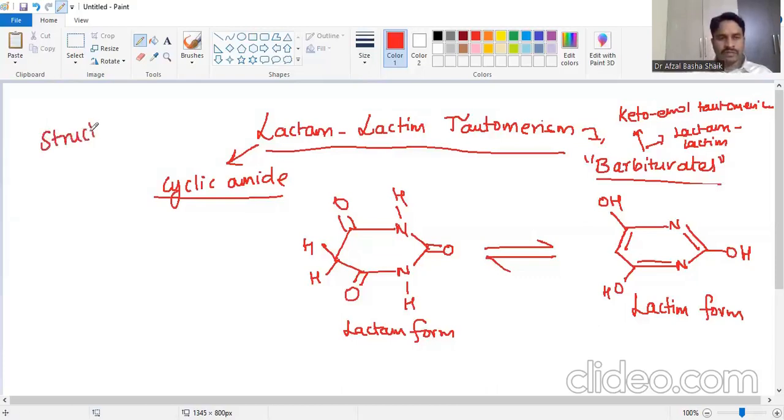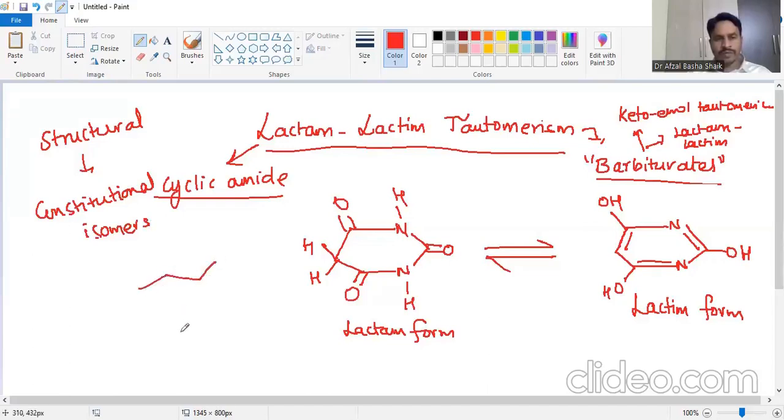They are also called constitutional isomers because they have a different constitution. Constitution in the sense, for example, this is butane. This is 2-methyl propane, right? This is having one type of constitution, and this is having another type of constitution. This is having one type of structure. This is having another type of structure. So the structure is different, or the constitution of that particular molecule is different. Then they are called structural isomers or constitutional isomers.